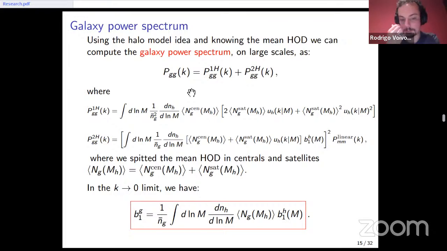Okay, so you have this expression here, and in particular, in the limit of very, very large scales, with k going to 0, we can compute the linear bias of galaxies, b1, as an integral over the mass function of the halos times the mean HOD times the bias of the halos. So the bias of the galaxies is just a weighted mean of the bias of the halos. And this weight is given by the number of halos times the number of galaxies inside each halo. Okay. And this expression will be very important.